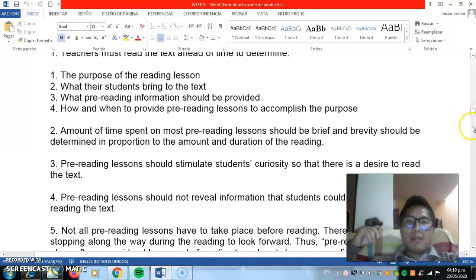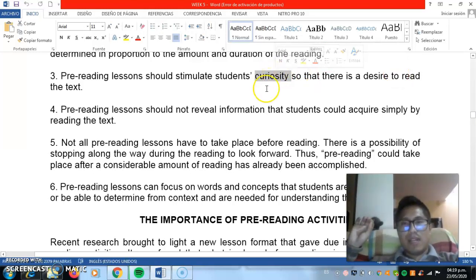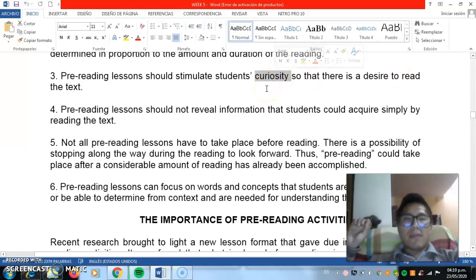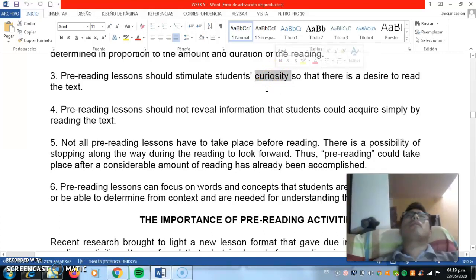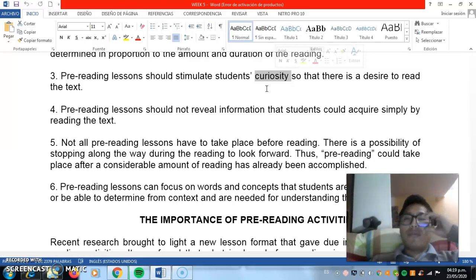Most pre-reading activities should be very brief. Yes, of course, a pre-reading activity should take no more than 10 minutes. This is the main idea, what I told you many times, and I couldn't find the best word, that this is curiosity. Our students, after the pre-reading activity, must be happy and curious to know, teacher, what are we going to read? I would like to know about it. Yes, of course. Excellent.